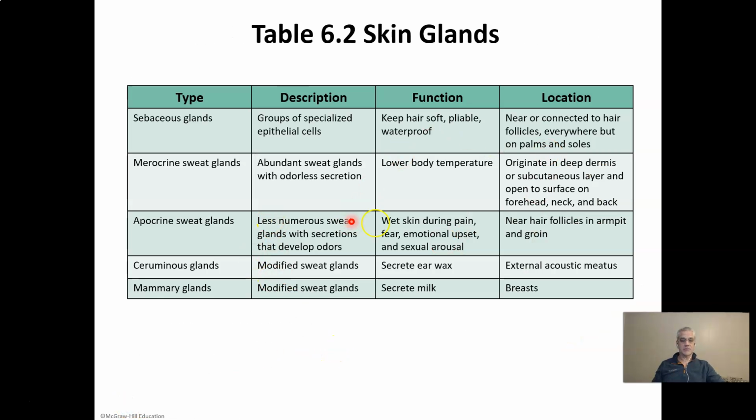Right, so here's a table, the usual table of the stuff you need to know. Sebaceous glands, those are holocrines. The Merocrine sweat glands, the apocrine sweat glands, ceruminous glands, mammary glands.